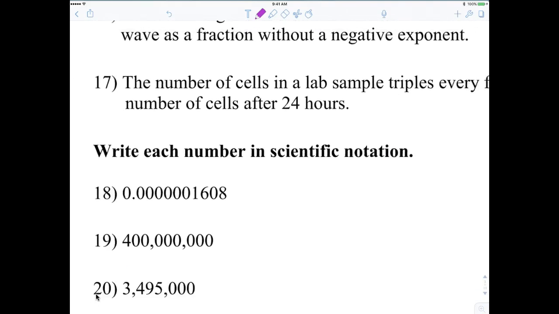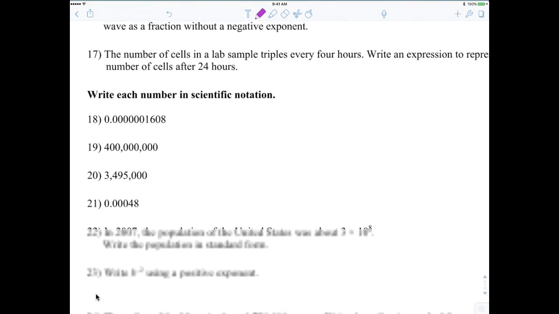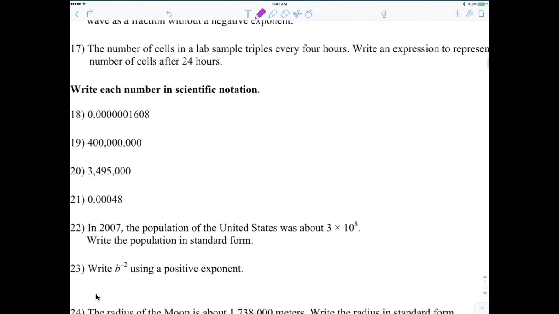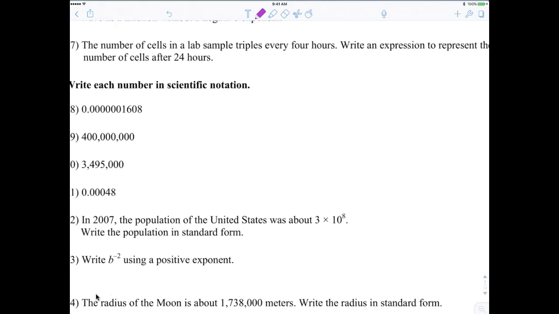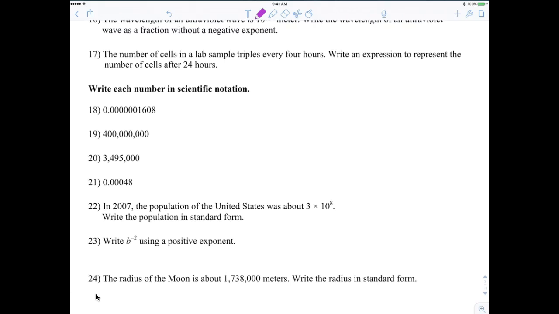All right. Let's talk about 17 now. It says the number of cells in a lab sample triples every 4 hours. Write the expression that represents the number of cells after 24 hours. All right, this one's actually kind of hard. Sebastian, what do you think you need to do?